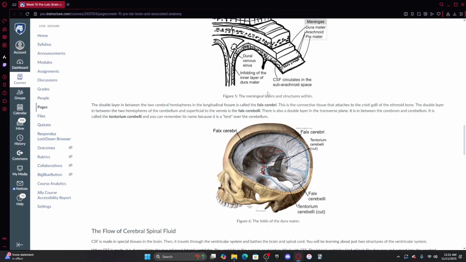It's going to look like a bunch of webs, and then the pia mater is going to be directly adhered to the brain, right? So the cerebrum, you're going to see that you can't remove the pia mater because it's directly adhered to the surface of the brain. But you can remove the dura mater and the arachnoid mater. The pia mater you can't remove, but the dura and the arachnoid you can.